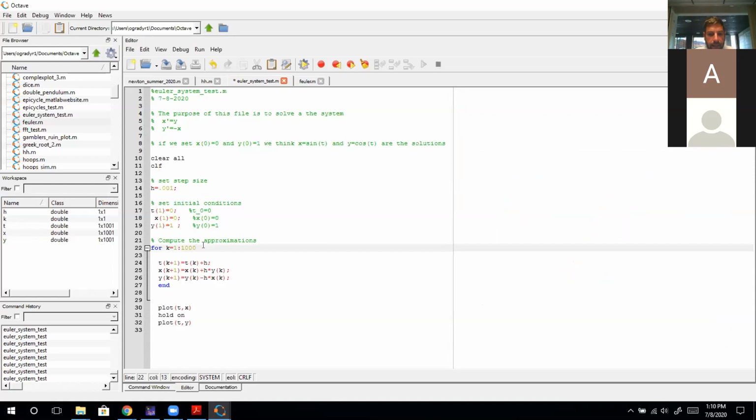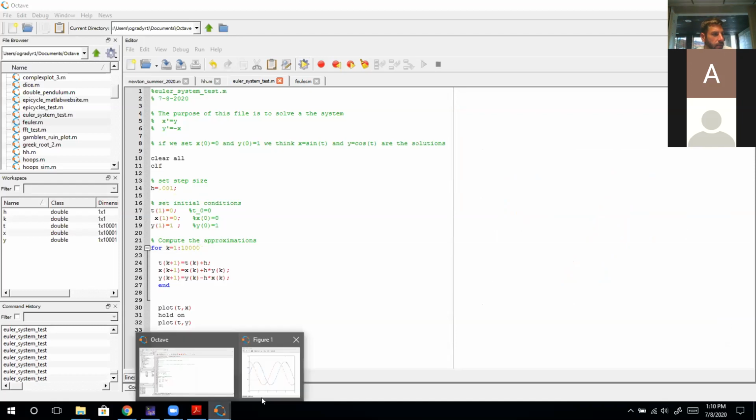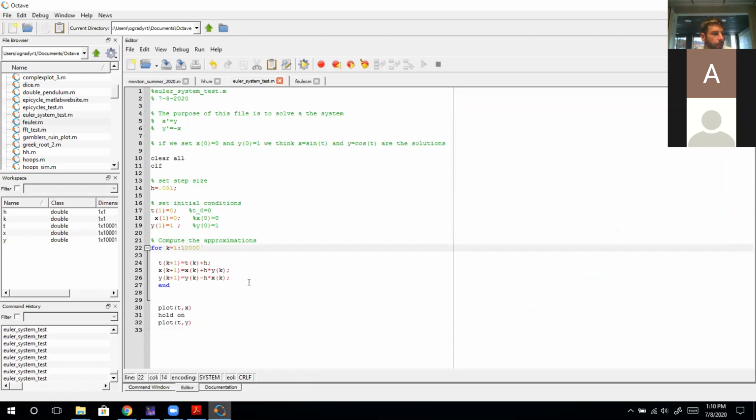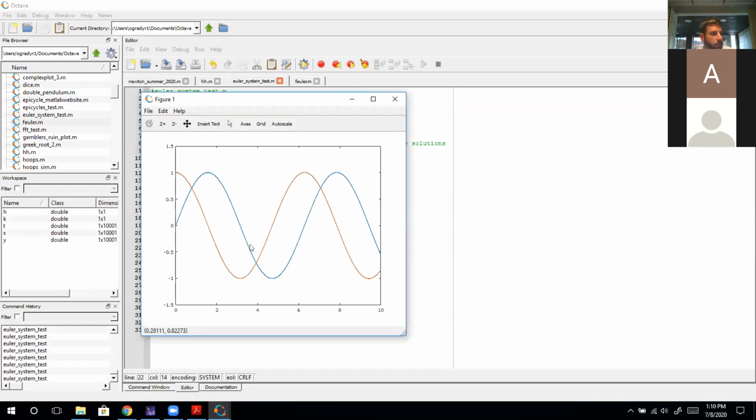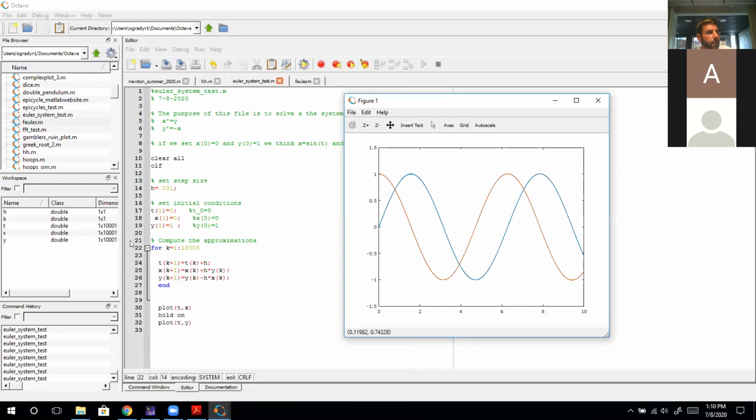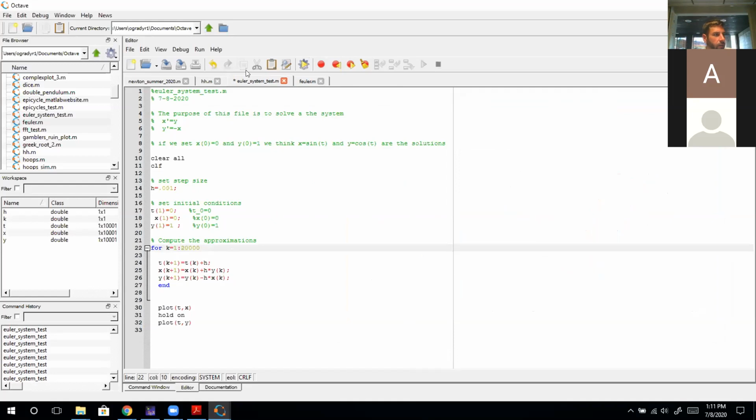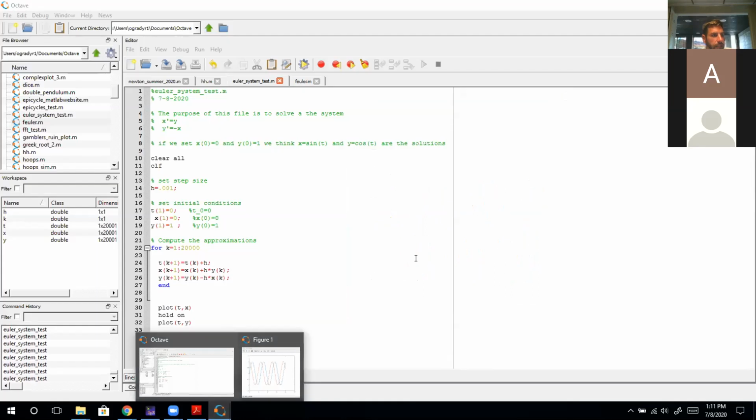So if I go back to that 10,000 and run it now with a smaller step size, notice it still only plots from 0 to 10 because I've shortened my step size. The smaller my step size, the more accurate I'm going to be close to my initial point. But if I wanted to go, for example, to 2,000 or 20,000, and you play around with this, that's how you get a feel for it.